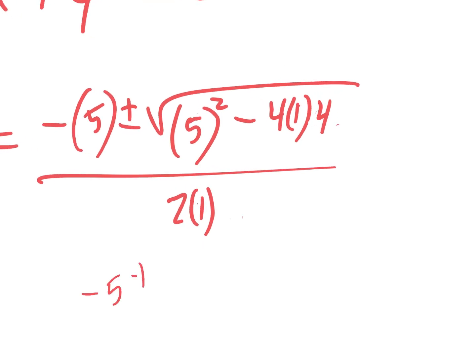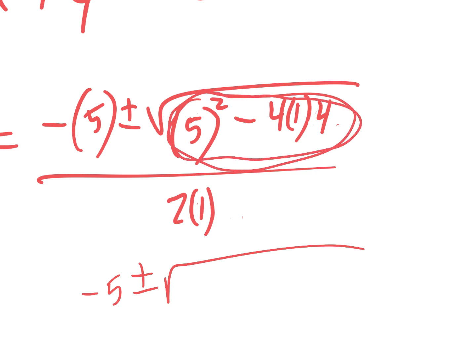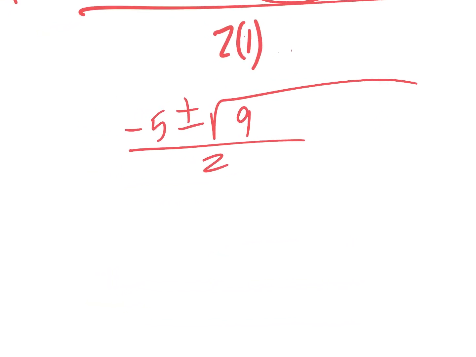Negative 5 plus or minus the square root of 25 minus 16. I'm going to try to do that in my head. This could be dangerous. I think it's 9. Yeah. Okay. All over 2. And then this would be really sad if the kid left it that way, because there's something easy you could do. Square root of 9 is actually 3. So then you have negative 5 plus and minus 3 over 2.